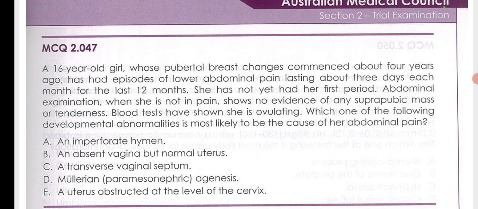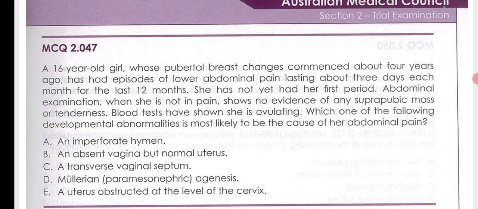So, this 16-year-old girl whose pubertal breast changes commenced about 4 years ago had lower abdominal pain lasting about 3 days each month. It means every menstrual cycle she had this pain, for the last 12 months. On abdominal examination, when she is not in pain, there was no evidence of suprapubic mass or tenderness, and blood tests have shown that she is ovulating. So, which of the following developmental abnormalities is most likely to be the cause of her abdominal pain?